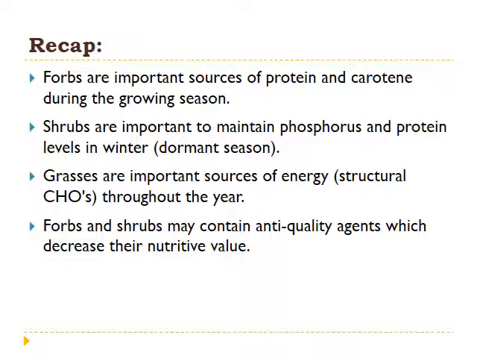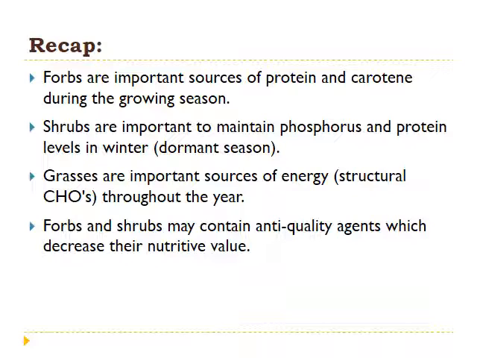So, recap, just to bring all these points together: forbs are important sources of protein and vitamin A or carotene during the growing season. They're especially abundant then. Forbs are important pretty much all year, shrubs are important all year, but really especially in the winter when they maintain phosphorus and protein levels. So they really become important winter forages.